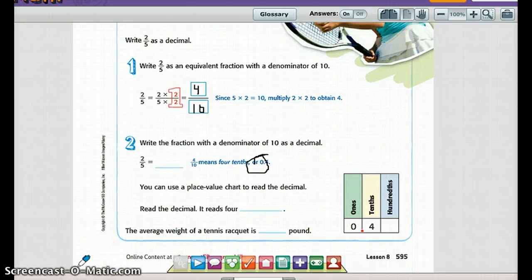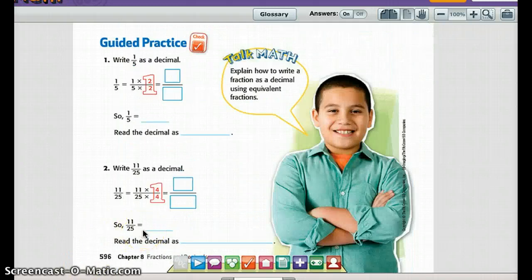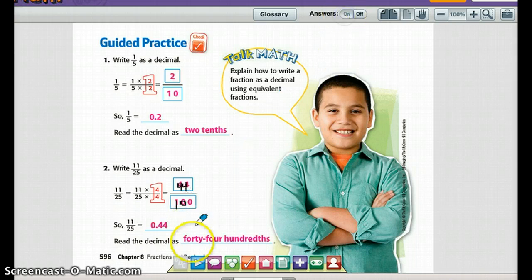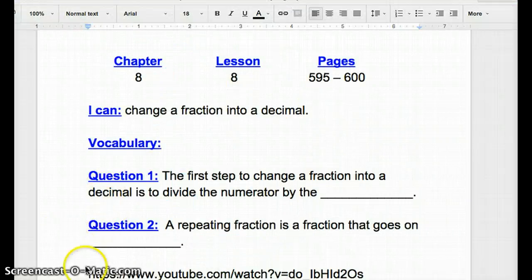So another way to change it to an equivalent fraction would be if it is a number that could be multiplied and has a multiple of 100, because we know hundredths, and same with thousandths. So for example, 11/25, we know that if we multiply both the numerator and the denominator by 4, we would get 44 hundredths. So if you remember from reading fractions and decimals, we would write that as 44 hundredths and read it as 44 hundredths. All right, so go ahead and answer these two questions in the form, please.